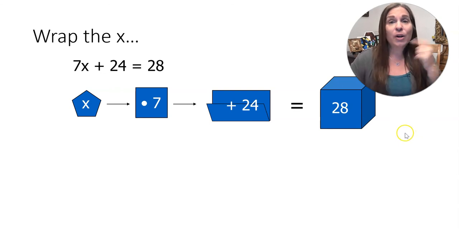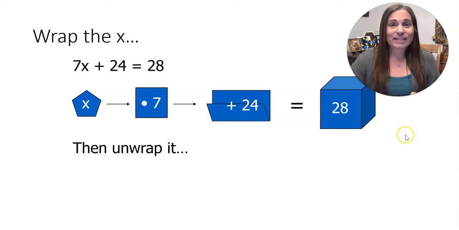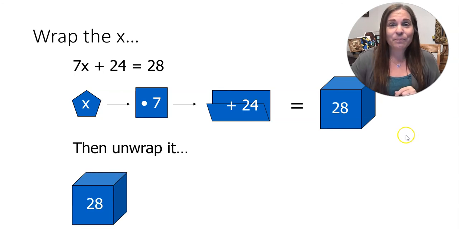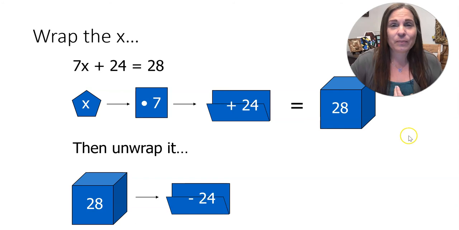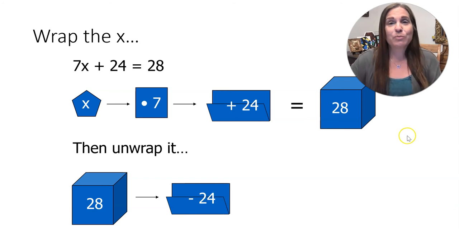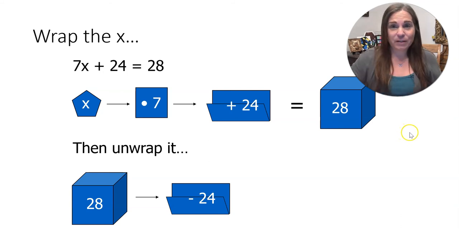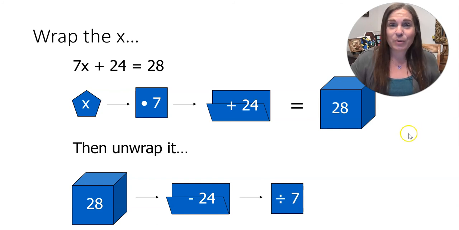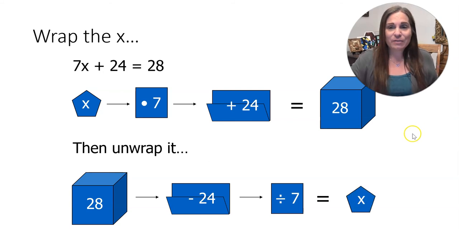So now when I'm unwrapping it, I'm going to start with the 28. I have to undo, right? I have to take off the wrapping paper. So to take off the wrapping paper, I'm going to do the inverse, which would be to subtract the 24. Then I have to take it out of the box. So that would be divide by 7, because I'm undoing the multiply by 7. And then I'd have my gift, right? So when we do something and then we undo it, that's called using inverse operations.